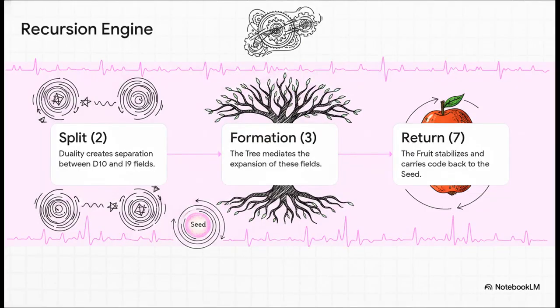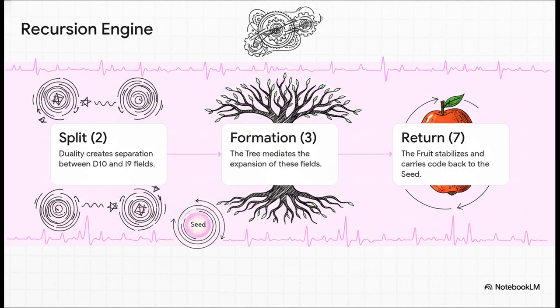So how does this breathing actually happen? It's driven by what's proposed as a recursion engine, mapped out mathematically as a 2-3-7 sequence. Step 1 is the split, the number 2, where duality creates separation, like the physical and imaginal fields splitting apart. Step 2 is formation, the number 3, which acts as a buffer or a tree that mediates their expansion so they don't just destroy each other. And finally, step 3 is the return, the number 7, where the code stabilizes and returns to the seed to start over.